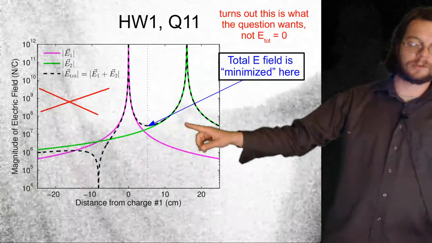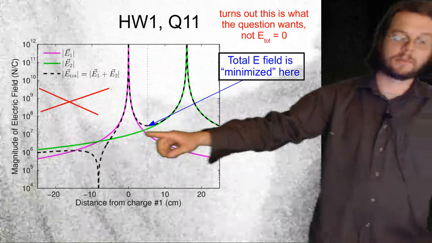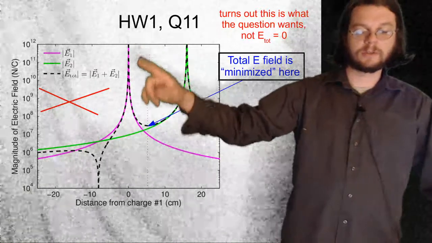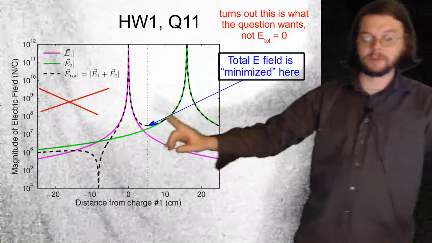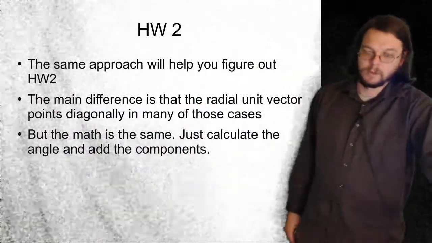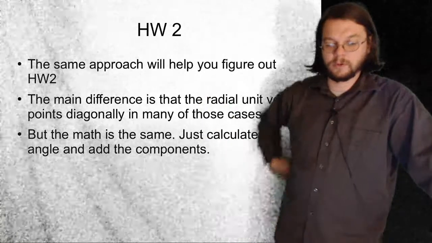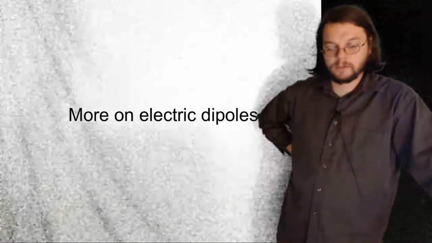So anyway, that's my advice for doing that problem: try to actually come up with a function for what this electric field is as a function of x, and then literally plot that function and find the minimum. There are also some problems on the homework that are similar to that. All right.